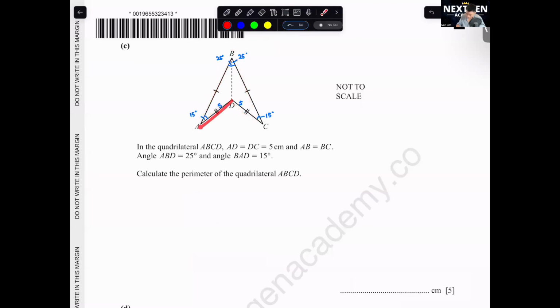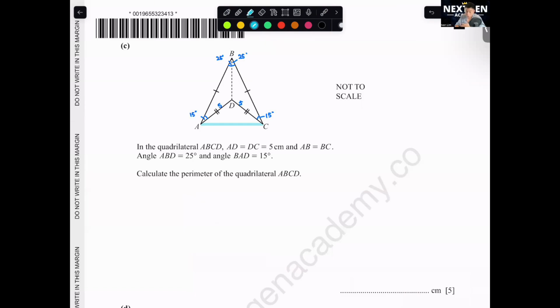So what do I need to find? I have this, I have this. I need to find AB and BC. Look at the marks here. This is a 5-mark question. Why so many marks? Because of the information that they give to us. For this question, you need to draw an extra line at the bottom here first. This is one of the ways. I think you can use sine rule or cosine rule also. There are multiple ways you can do this.